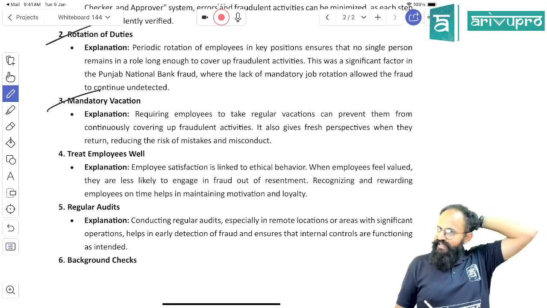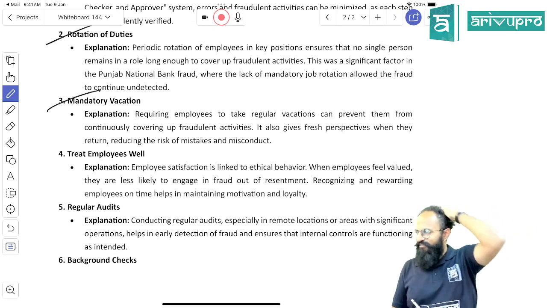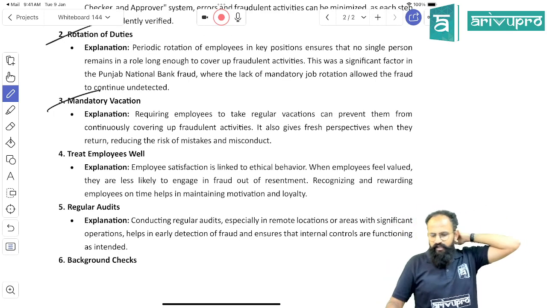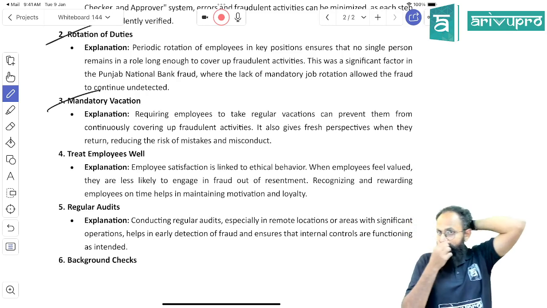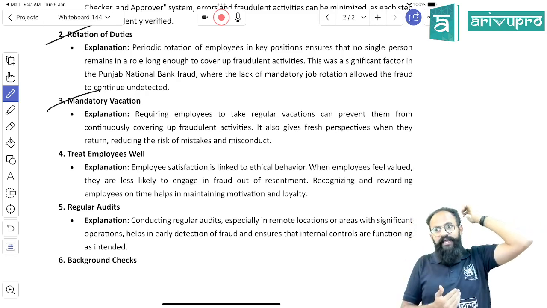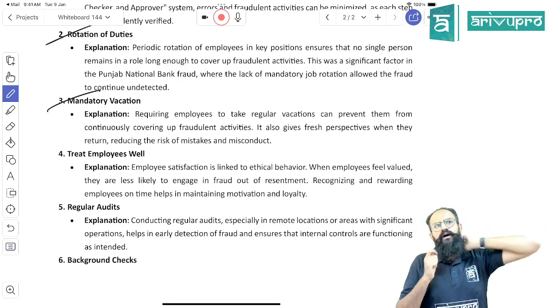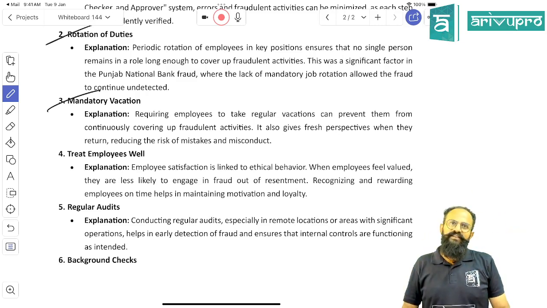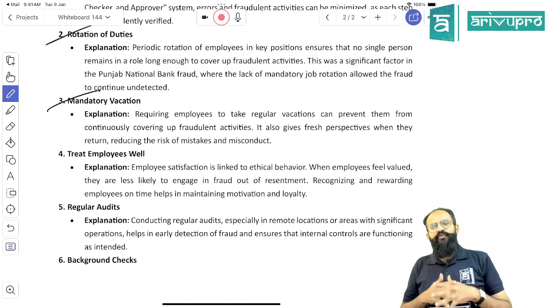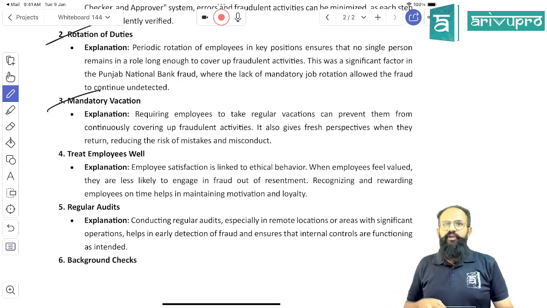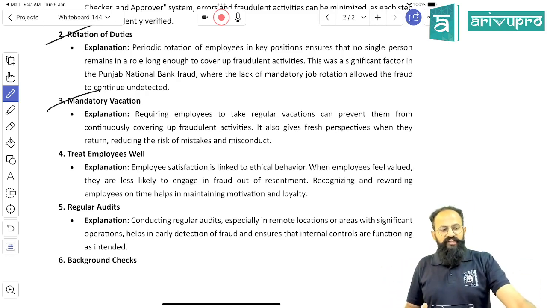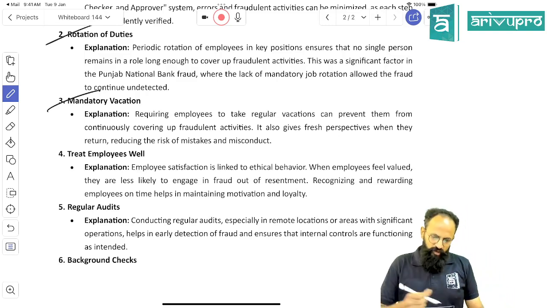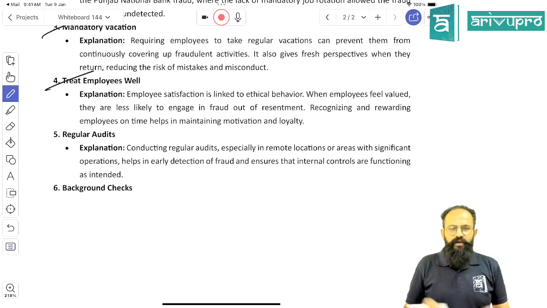Next one, mandatory vacation. They're telling you, every employee should take a vacation. Why? Two reasons, people. Personally, you will get frustrated. Even I am a firm believer of that. Once you take a break and come back, you will always be top notch as far as your productivity is concerned. So you have to go. And the next reason is, when you go, someone else will come in your place and try to do your job, and that is when we will know if there is something that has happened. Correct?